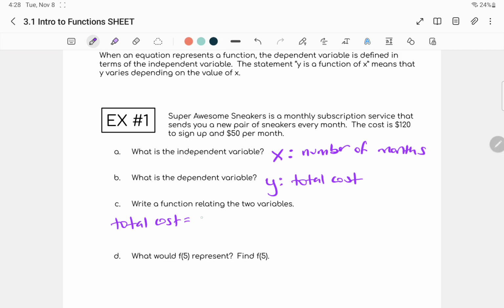Well, there is a sign-up fee. And then we are adding to that a monthly charge or a monthly fee. So now that we've written it in words, let's go ahead and actually write the function. We could write it as f of x, or we could just write it as y equals. We're going to go ahead and write it as y equals. So y is equal to, because remember our total cost is y.